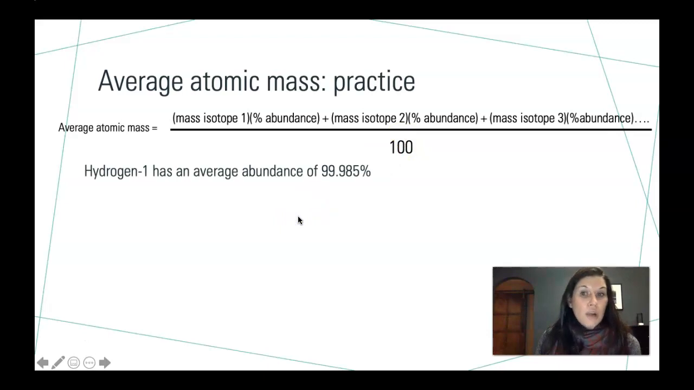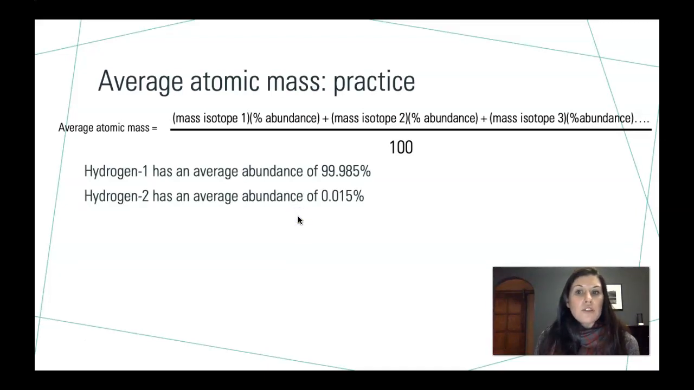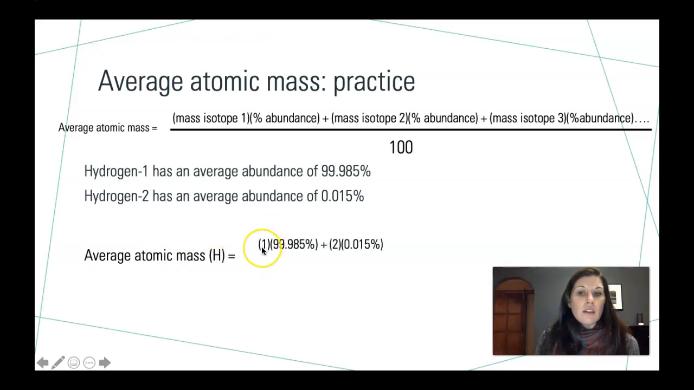Okay, so let's do a practice for hydrogen. Hydrogen 1 has an average abundance of 99.985%. Hydrogen 2, average abundance of 0.015%. All right, so let's calculate the average atomic mass. Okay, so we will take the mass of the first one, 1, right? It's hydrogen 1, multiplied by its relative abundance. We'll add that to the mass of the second isotope, hydrogen 2, multiplied by its percent. All right, then all that will be divided by 100.